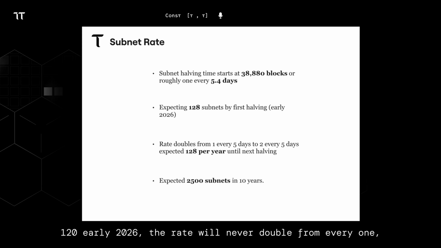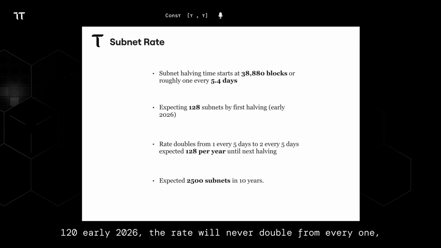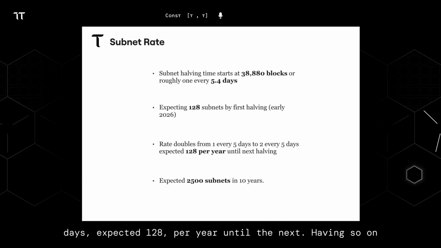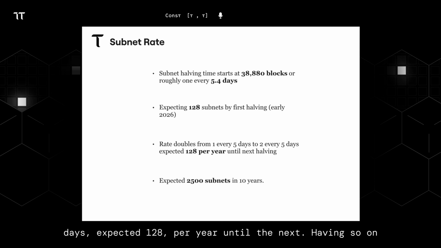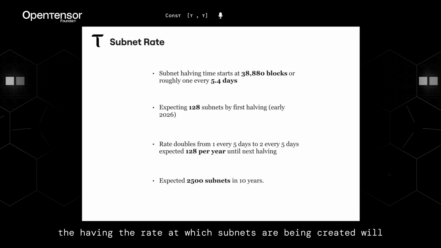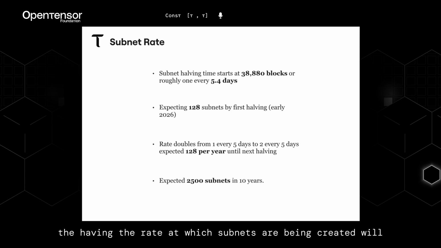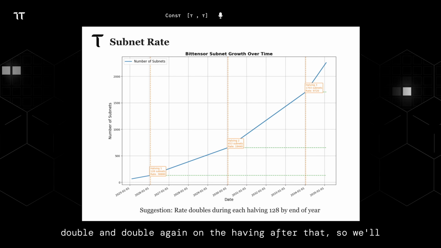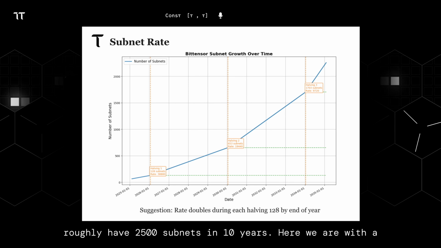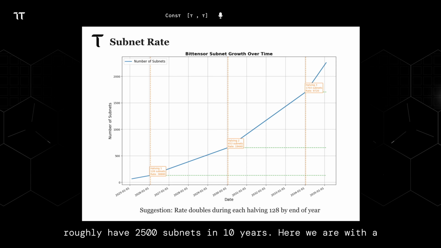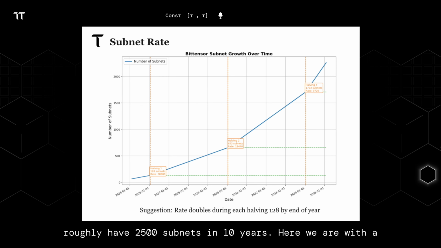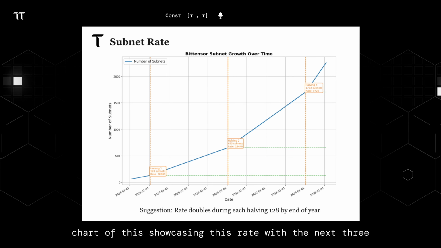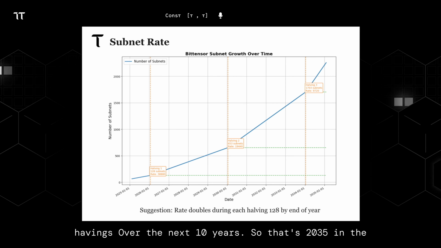The rate will double from 1 every 5 days to 2 every 5 days, expected 128 per year until the next halving. So on the halving, the rate at which subnets are being created will double, and double again on the halving after that. So we'll roughly have 2,500 subnets in 10 years. Here we are with a chart of this showcasing this rate with the next 3 halvings over the next 10 years.